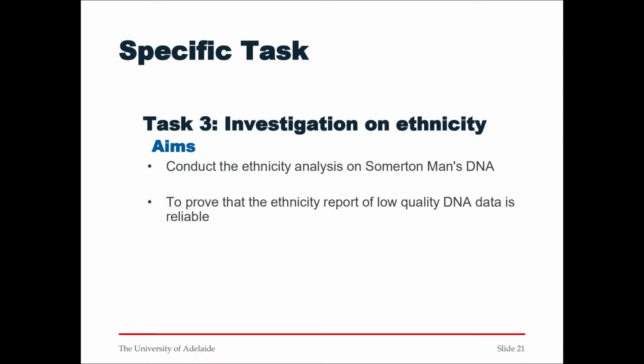But although the DNA examination failed, we still have ethnicity tests to work with. In task 3, we would conduct an ethnicity check on Somerton Man's DNA data, and this examination does not have minimum requirements for the amount of SNPs. Also, we would try to prove that the ethnicity report of a low-quality DNA kit is reliable.